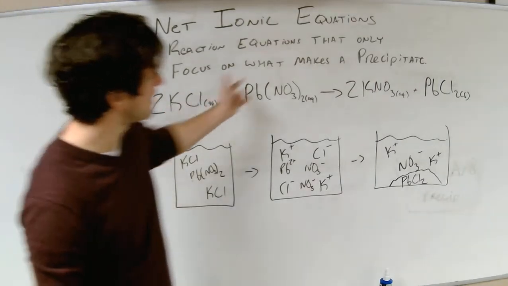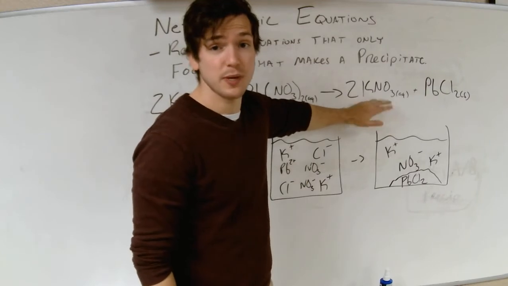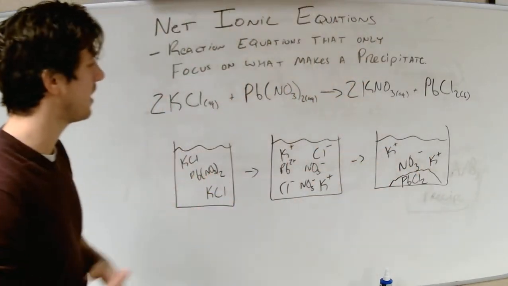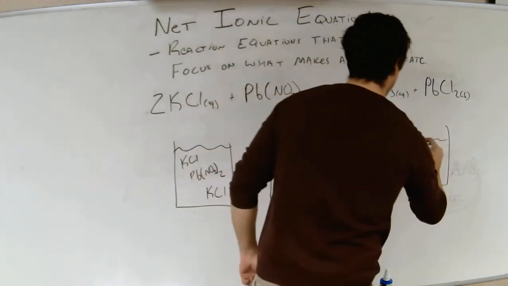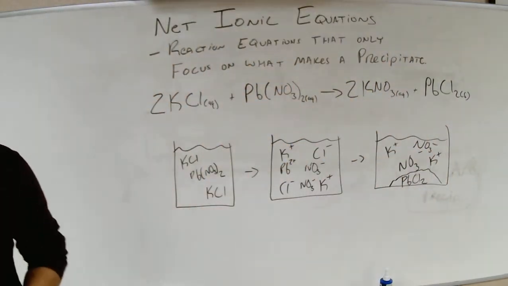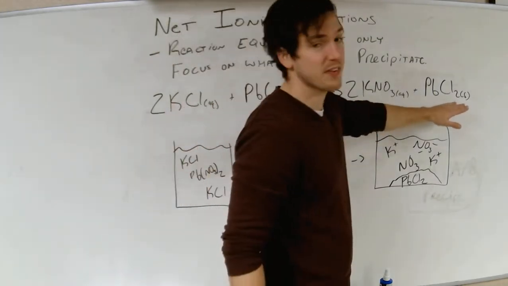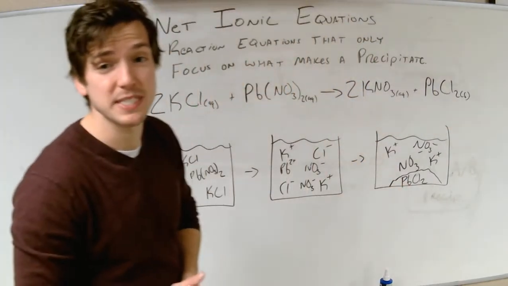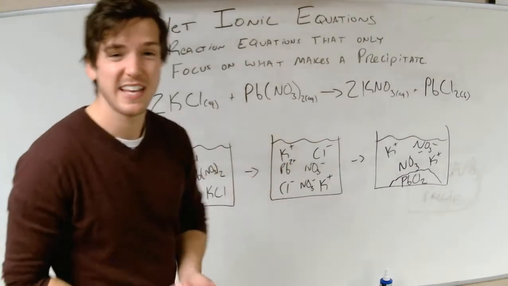And then when we get to this side, we get 2 KNO3 aqueous, which means that, remember, those ions are floating around. And I should actually have one more NO3 in my beaker here. So that means I have potassium and nitrate ions floating around. And then here you can see I have a lead chloride solid, which forms as a precipitate on the bottom of the beaker. So all of this happens in an instant.